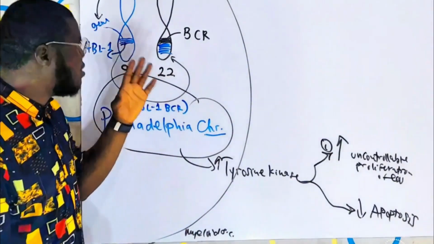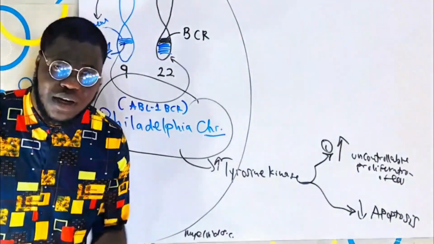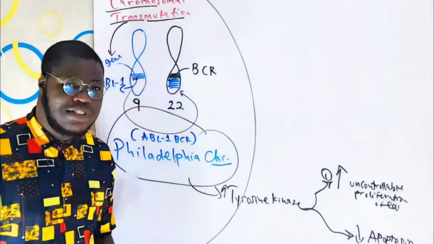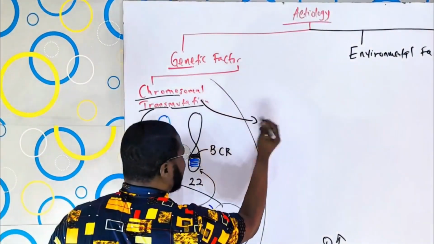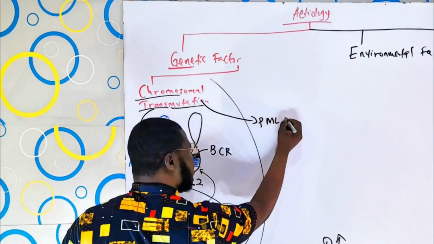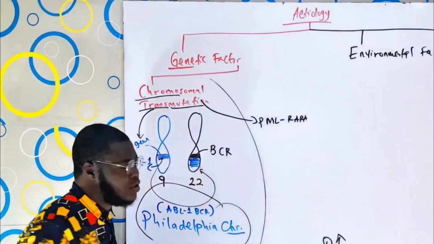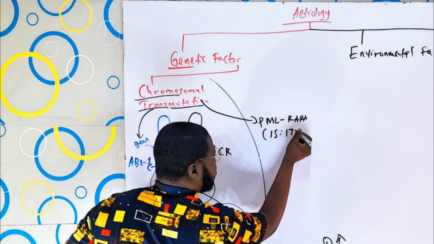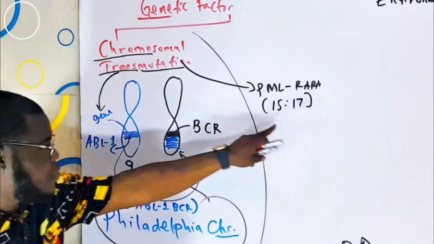This is how a certain chromosomal translocation can cause leukemia. We have other types of chromosomal translocation. Another one that we have is the PML-RARA. This occurs between the 15th and 17th chromosome. Exactly the same thing that happened here is going to happen here as well.